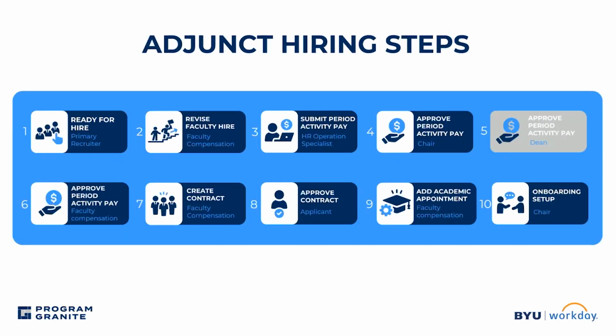Yep. Can I just add something to that? You'll notice that on the number 5, it's grayed out. In today's world, those EPAFs do go to the dean and a bunch of other people for approval, and we have found that the deans aren't involved in those approvals. And so going forward in Workday, the decision has been made that those approvals are going to stop at the chair level for the adjunct period activity pay approval. So I just wanted to call out that difference.